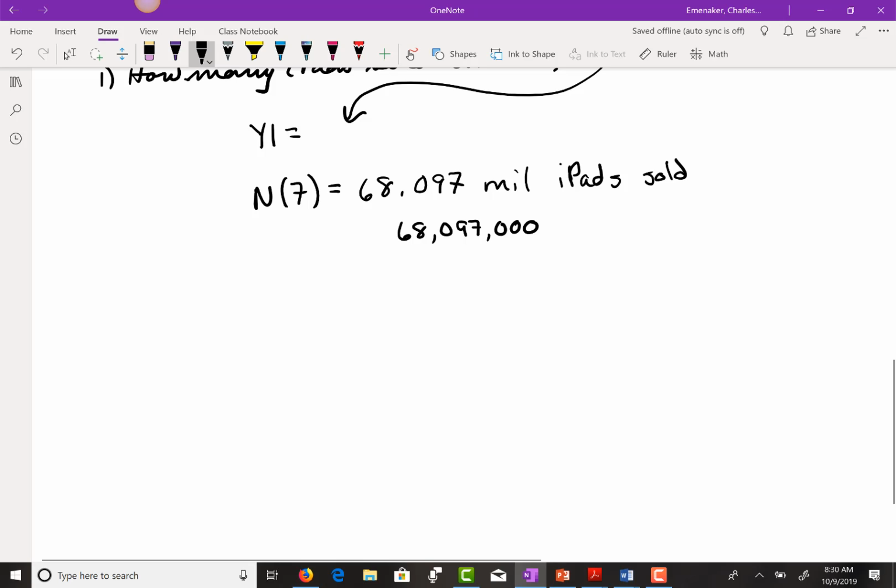So, a good thing to become accustomed to doing is to, when you report numbers, actually clean it up. So it isn't in terms of millions. 68 million, and write the number out with the commas and the zeros and everything else it takes.